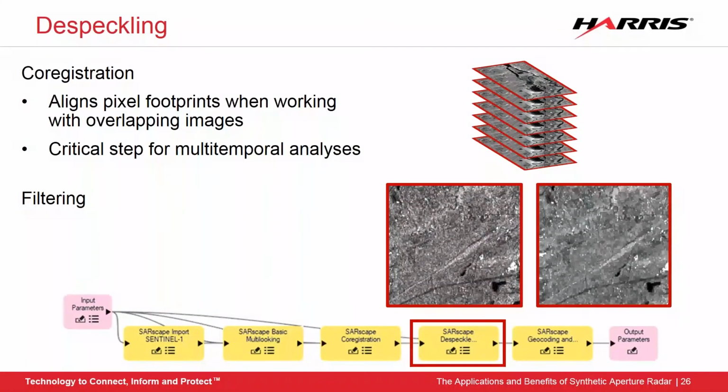If you're working with only 1 or 2 scenes, then there's also single image filtering, which is often the best option for this case. So here on the bottom right, we have an example of before and after filtering. The image on the left has not been filtered and the image on the right has, and you can see that the salt and pepper look to the data has been removed.